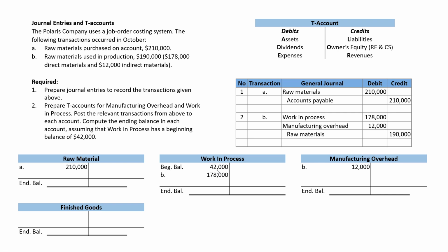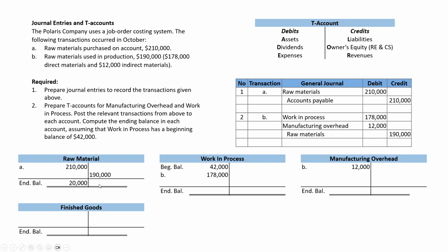Since it's an asset, it would be a debit balance. We're going to increase it, or debit it, on the left-hand side, by an additional $178,000 for the direct materials. Manufacturing overhead is going to be increased by $12,000 for the indirect materials. The last thing we need to do is credit, on the right-hand side, our raw materials.